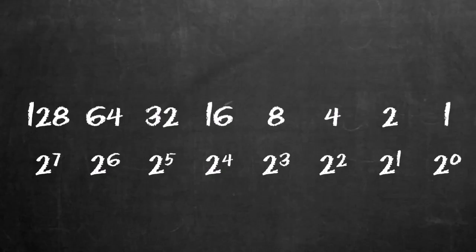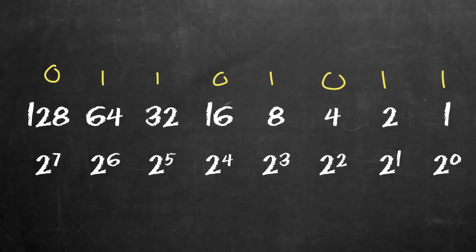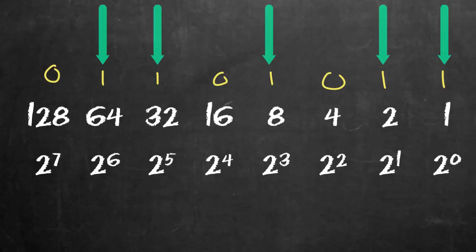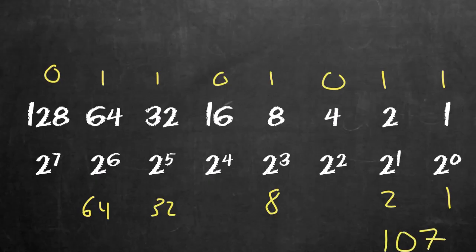Let's look at an example of converting binary into decimal. Let's say we're given a binary digit of 0, 1, 1, 0, 1, 0, 1, 1. If we focus on this row, we can see the corresponding decimal values. Now all we have to do is any place we see a binary digit of 1, just add the corresponding decimal value and ignore any zeros. If we add up all the 1s, we get 64 plus 32 plus 8 plus 2 plus 1, which gives us a decimal value of 107. And there you go. That's how it works.